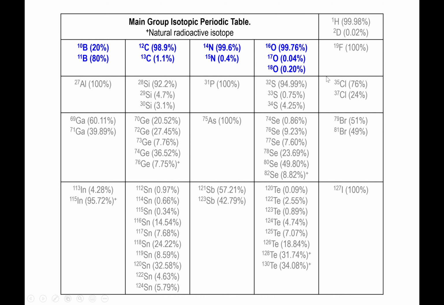Now there are other elements that do possess two main isotopes, like boron, carbon, nitrogen, and I'll even include oxygen here because oxygen-17 is very low in value, much like deuterium. The abundances, at least for boron, are 20% to 80%. Those of carbon are 98.9 and 1.1.